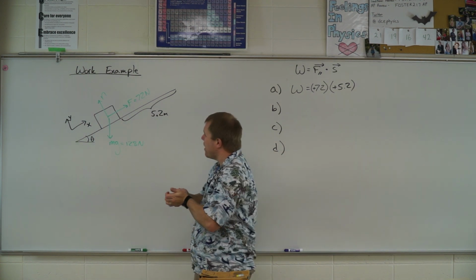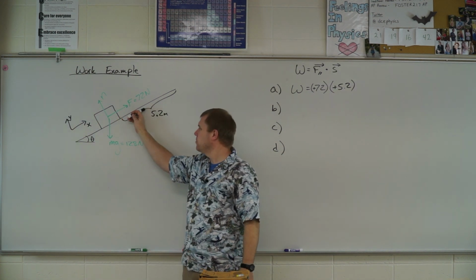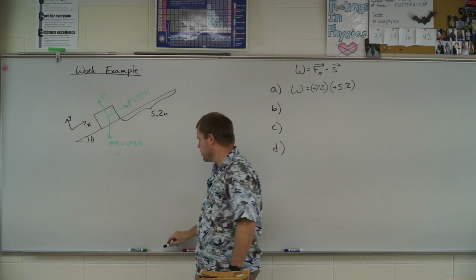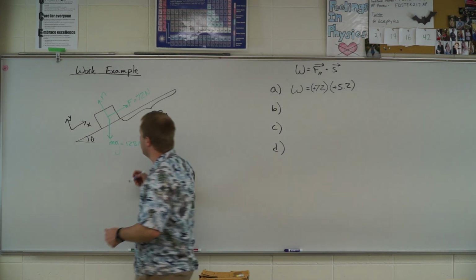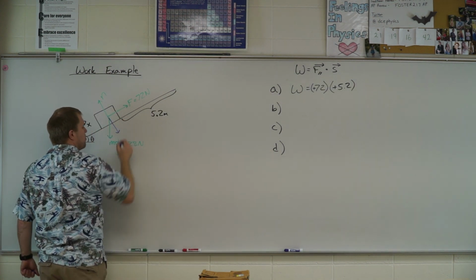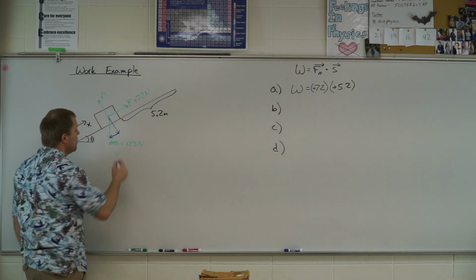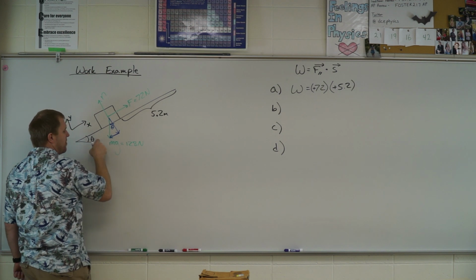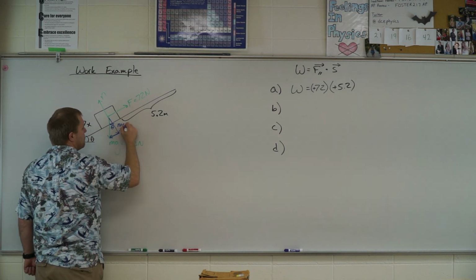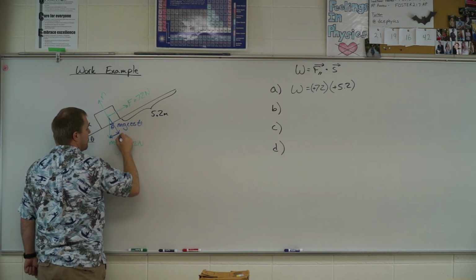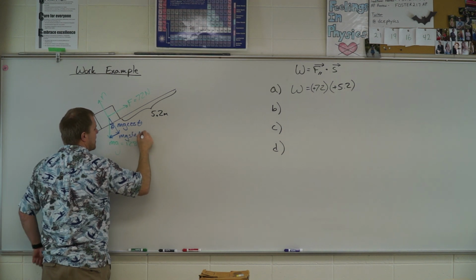For B, I want to know how much work is done by gravity. Okay, so I see that gravity is not parallel with the 5.2 meters. So I need to resolve it into components. So there'll be a component of gravity that pushes it into the plane, and there's a component that's pushing it down the plane. So this angle here is also that theta, that 30 degrees down here. So I have mg cosine of theta there, mg sine of theta here.